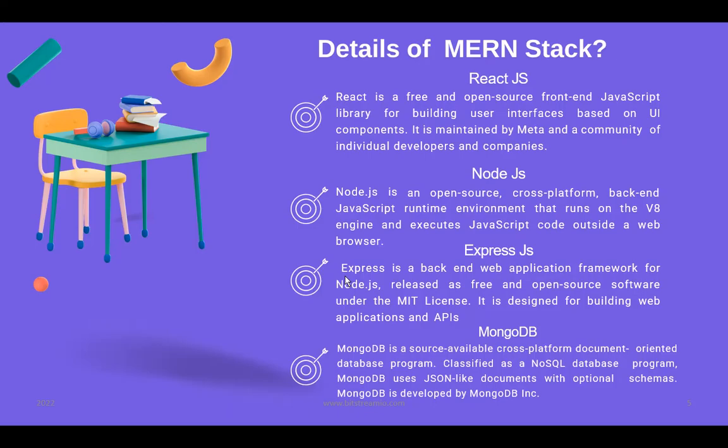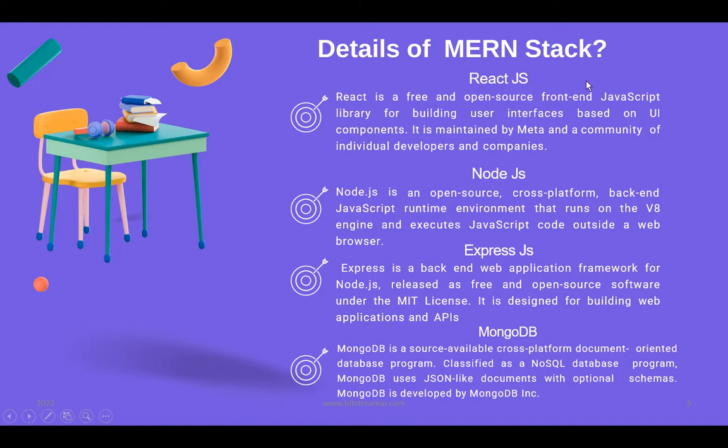The next is the details of the MERN stack. In MERN, the R is React.js. React.js is a free and open source front-end JavaScript library. This is not a programming language. Again, Node.js is an open source cross-platform backend JavaScript runtime environment. This is not a language or a library; it is a runtime environment. Express comes along with Node.js.